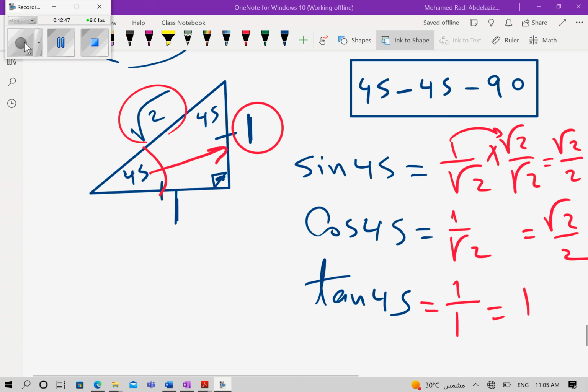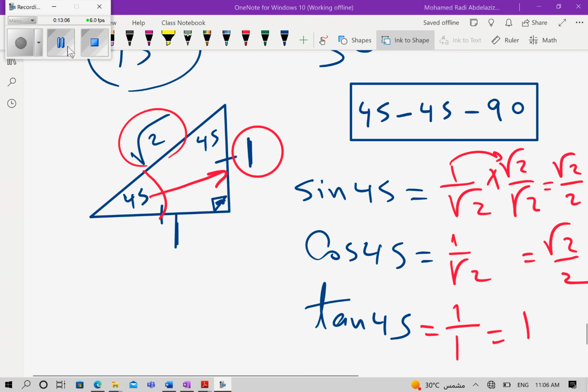How to get cotan, how to get sec, how to get cosec: just find the reciprocal of sine. So when I ask about cosec, root 2 over 1. Sec, root 2 over 1. Cotan, 45. Tomorrow, inshallah, I will explain 30, 60, and 45.